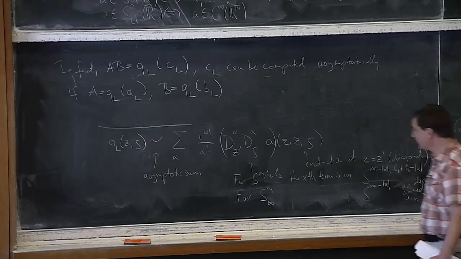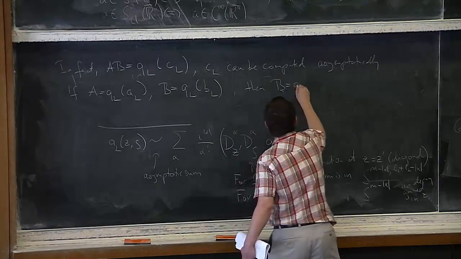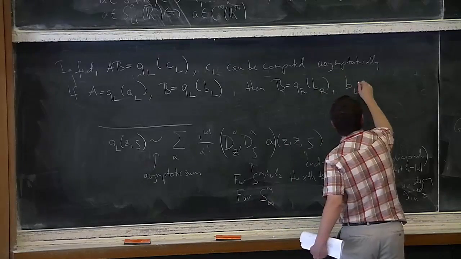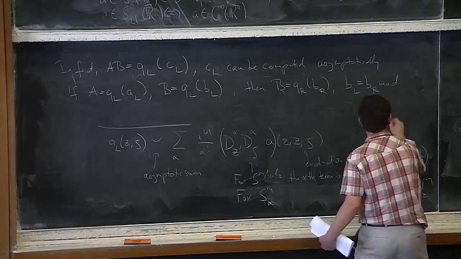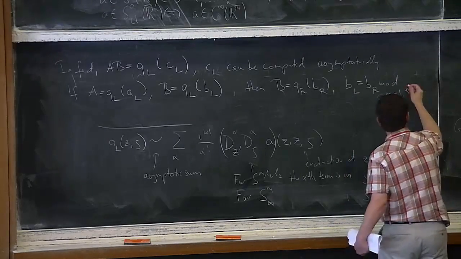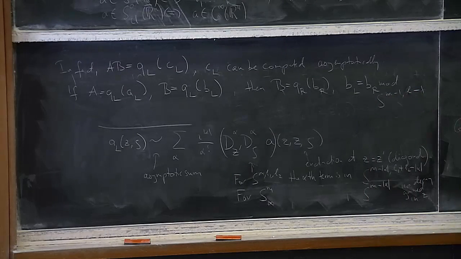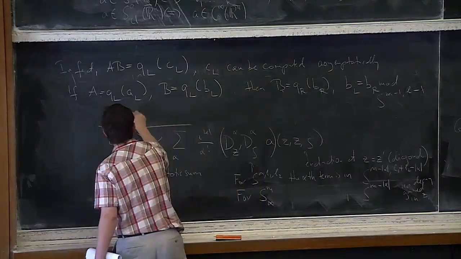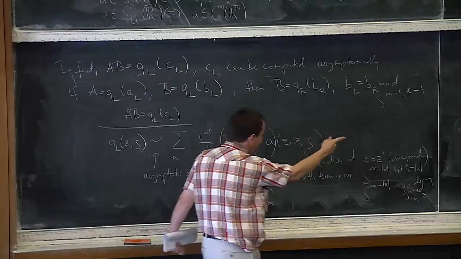So then B equals QR of some BR, where BL is equal to BR modulo the gain here. So say Sm minus 1 in the first case, L minus 1. So B is equal to BR modulo that, and then AB is equal to QL CL, where again we just took the product of these two things.